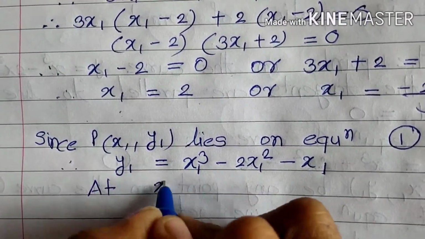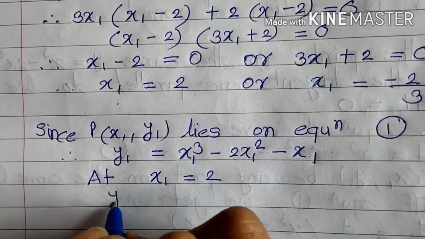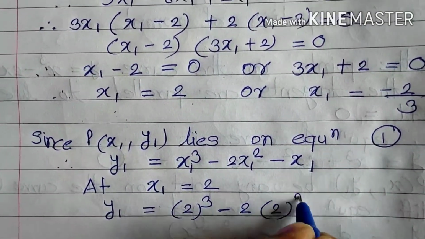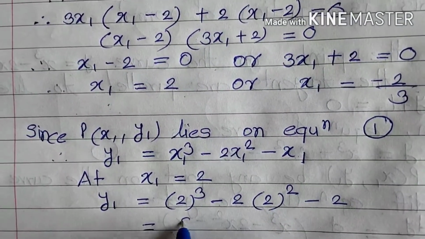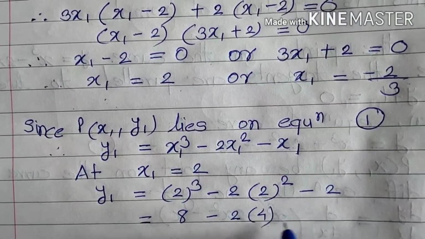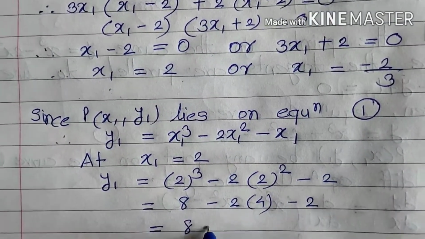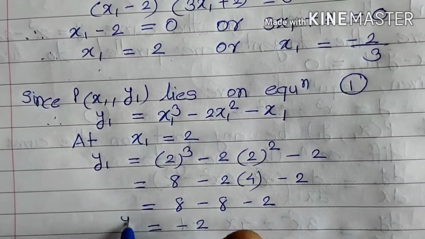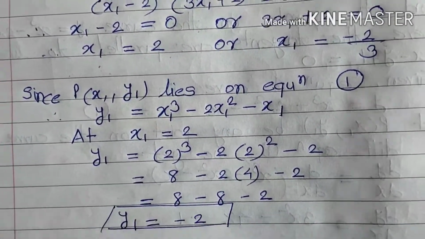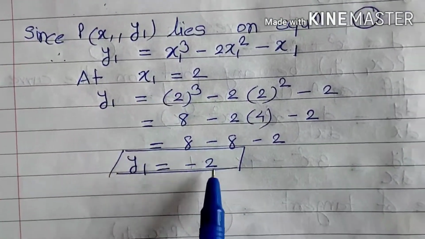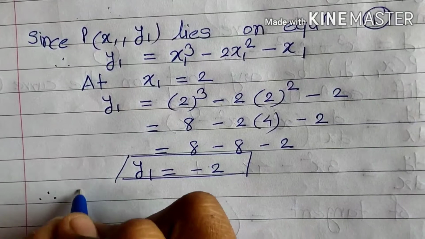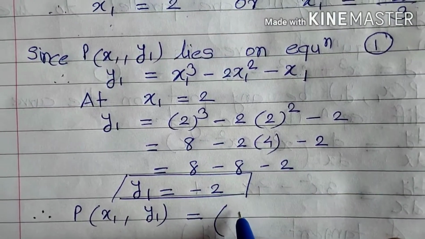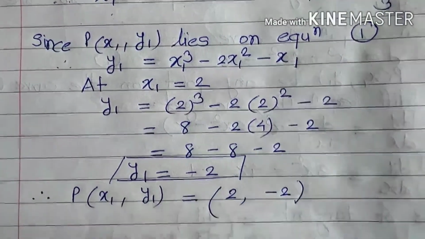At x1 equal to 2, y1 is equal to 2 cube minus 2 into 2 square minus 2. 2 cube is 8, minus 2 into 4, minus 2. So it will become 8 minus 8 minus 2. Therefore 8 minus 8 cancel. So y1 is equal to minus 2. So when you take x1 equal to 2, you get y1 equal to minus 2. Therefore point x1 comma y1 is equal to 2 comma minus 2.